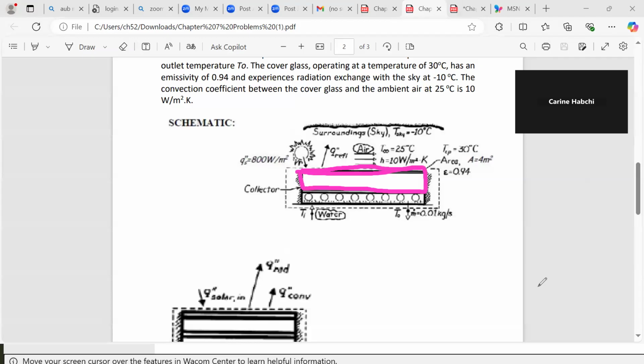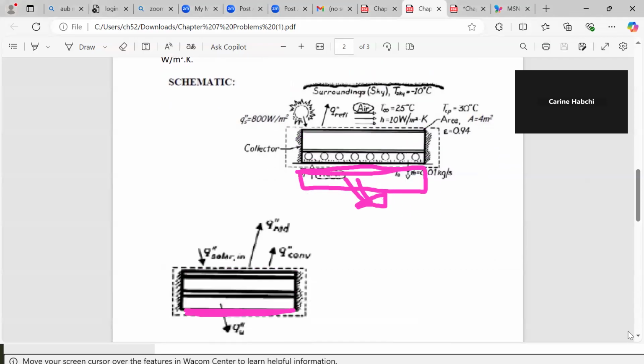So if I want to do the analysis to know what is the useful heat that is given to water, I need to know what are the different fluxes for this part of my solar system. So here you have a glass panel, okay? The glass cover will receive the solar radiation, okay? And we have the value of solar radiation.